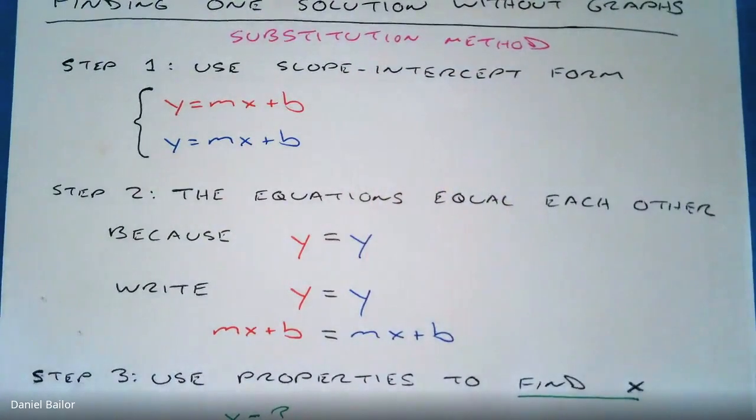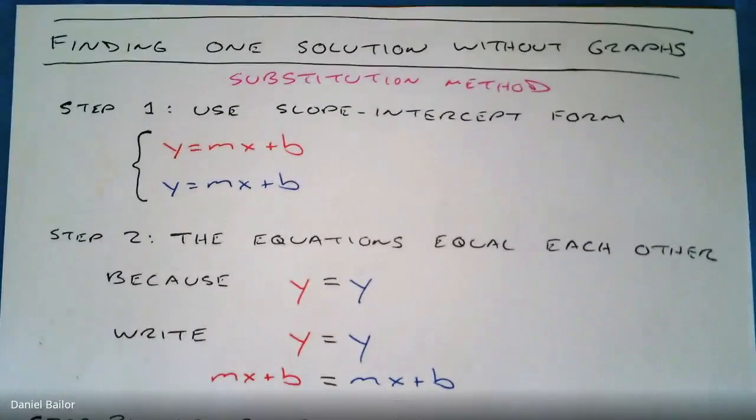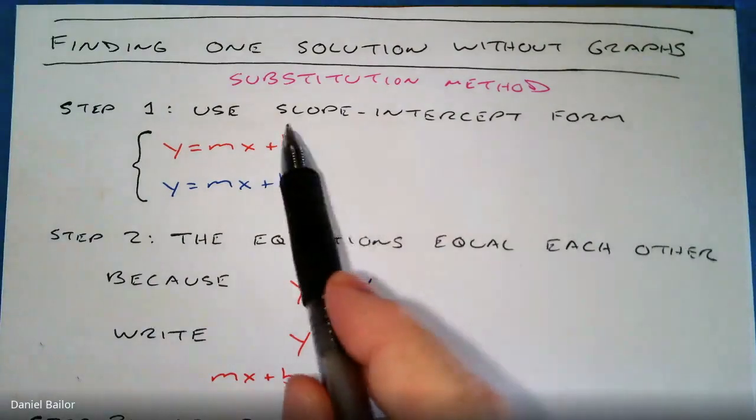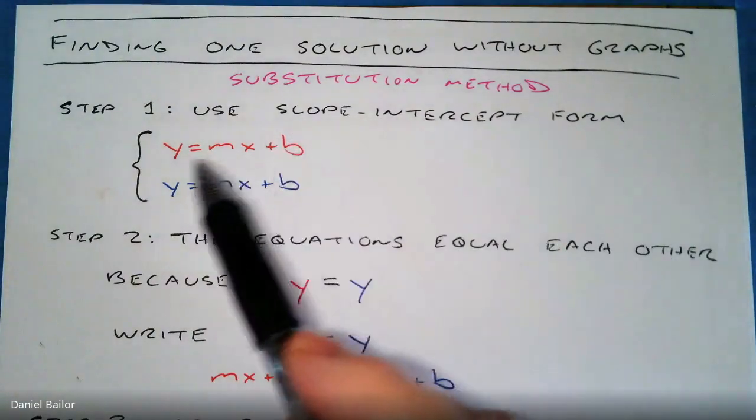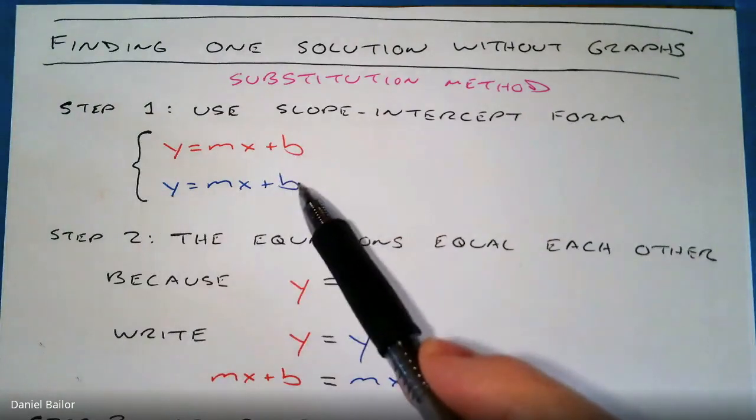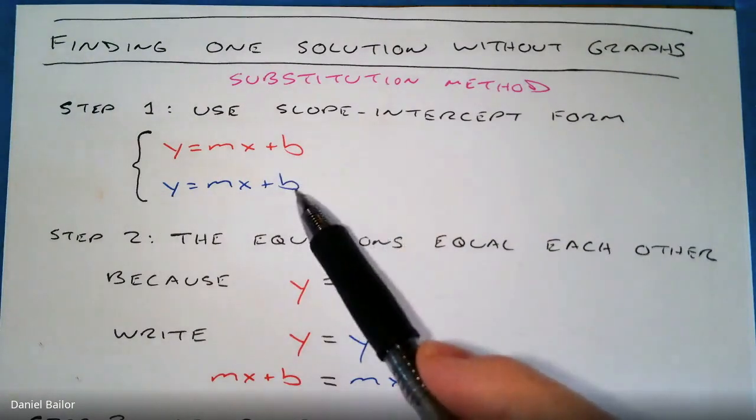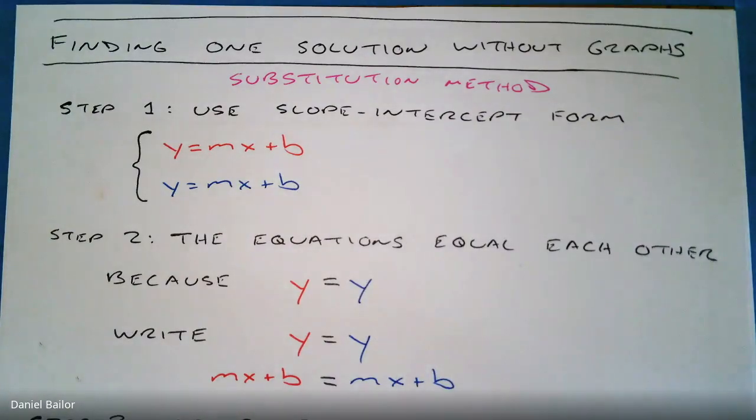So step 1 of the substitution method, finding solutions without graphing: use slope-intercept form. Make your system in slope-intercept. If your system is in slope-intercept, awesome. If it's not, you need to put it in slope-intercept. This only works really if you have slope-intercept form.